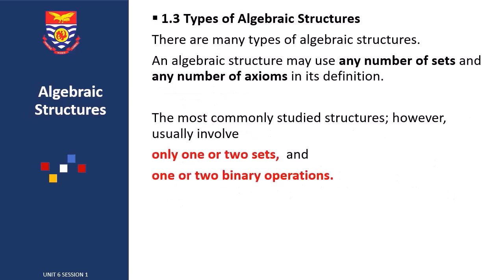Types of algebraic structures. There are many types of algebraic structures. An algebraic structure may use any number of sets and any number of axioms in its definition. So the most commonly studied structures, however, usually involve only one or two sets and one or two binary operations. So we will give a brief description of each type in the next videos.